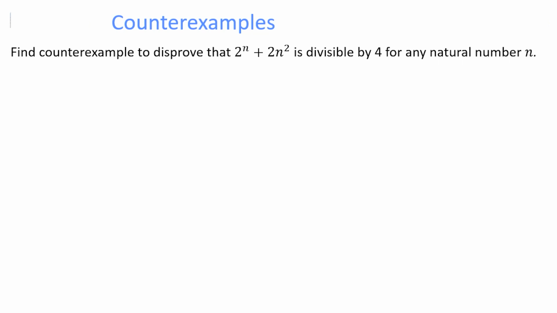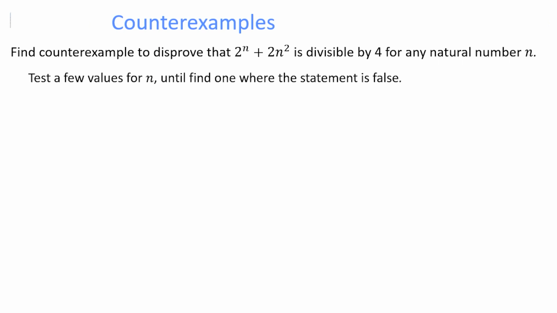Our task here is to disprove the statement that 2 to the power of n plus 2 times n to the power of 2 is divisible by 4 for any natural numbers. This means if we find one number where the statement is false, well, we disproved the statement. So our only task is to test random values and find one where the statement is false.